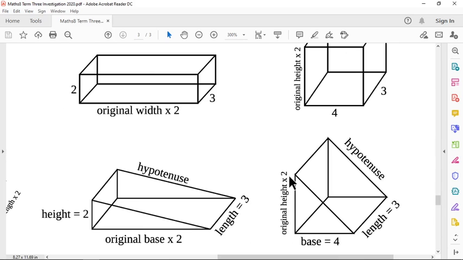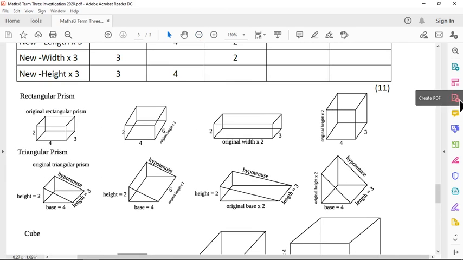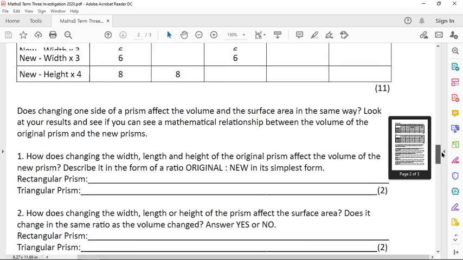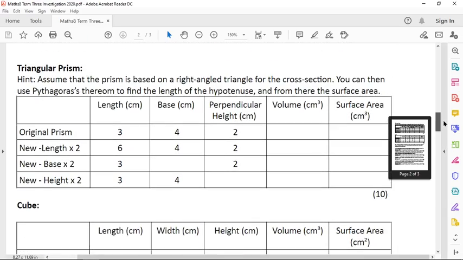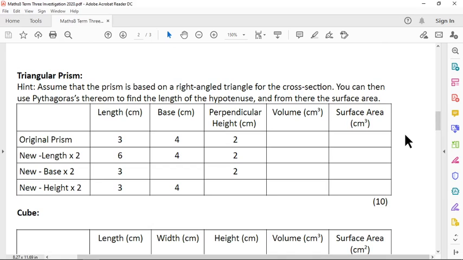So if we go back to the table up top here, flip back your page till you find the one that says triangular prism. We want to find out what happens to the surface area when we change the volume. So the first thing we have to do is find the volume. So let's look at our original prism over here. It's the one that's 3 by 4 by 2.